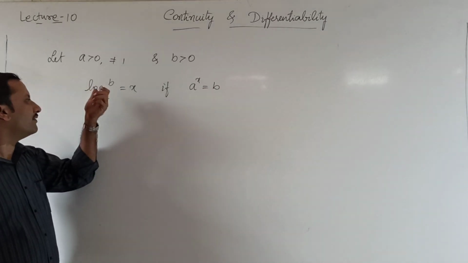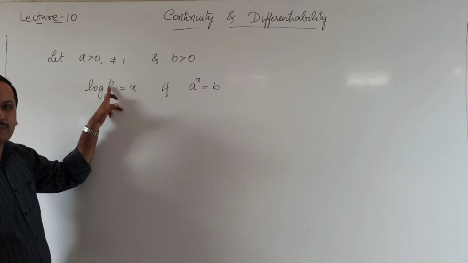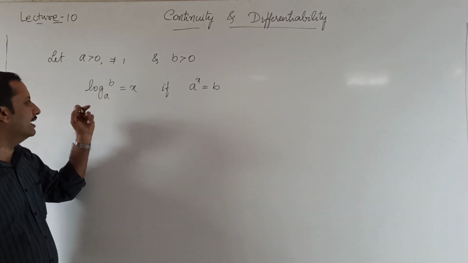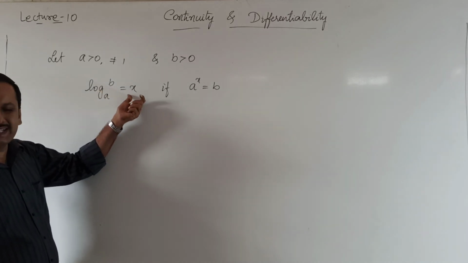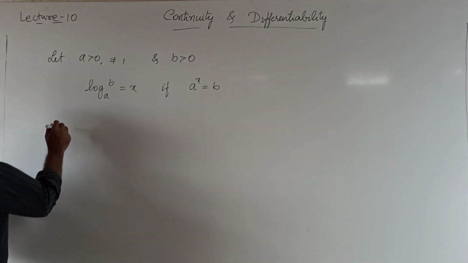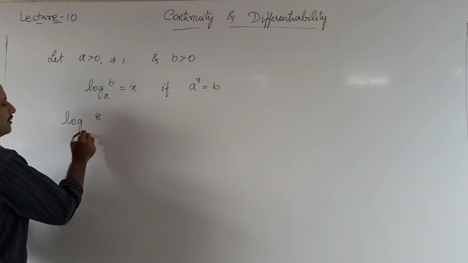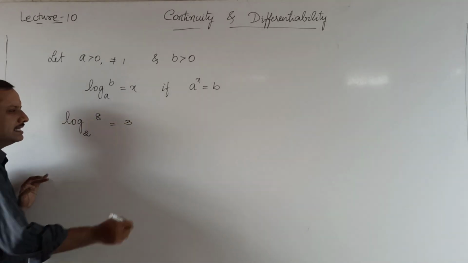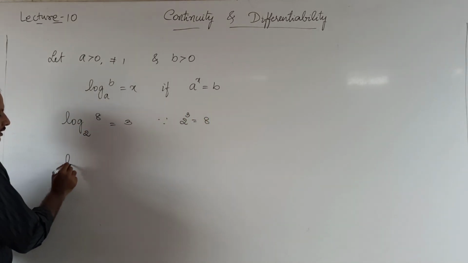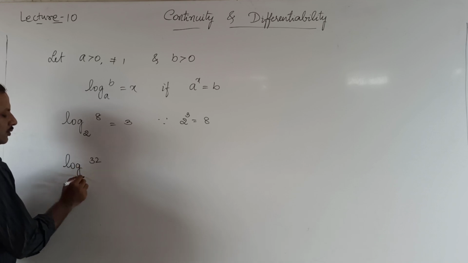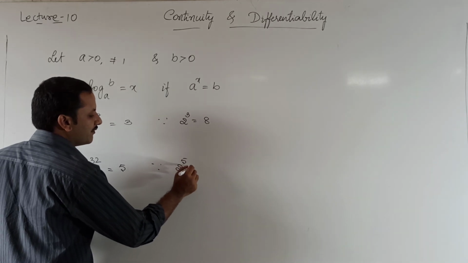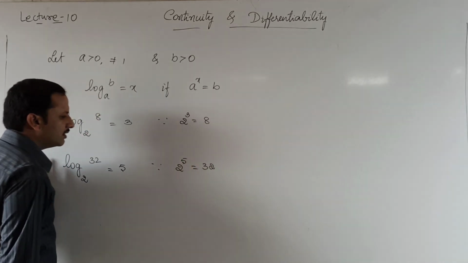Remember, log b is defined only when b is positive. a should also be positive and not equal to 1. Then log b to the base a, we call it as x, provided a power x is equal to b. For example, log 8 to the base 2 is equal to 3, since 2 cube is equal to 8. Then log 32 to the base 2 is equal to 5, since 2 power 5 is equal to 32.